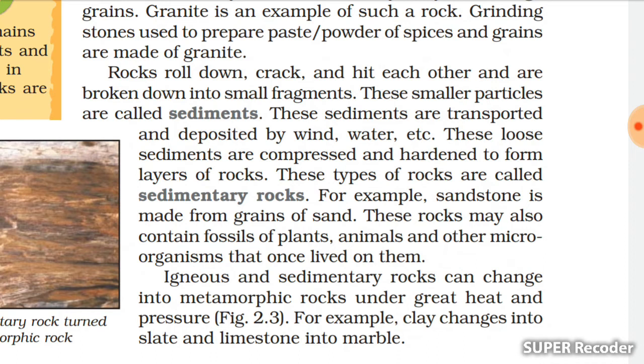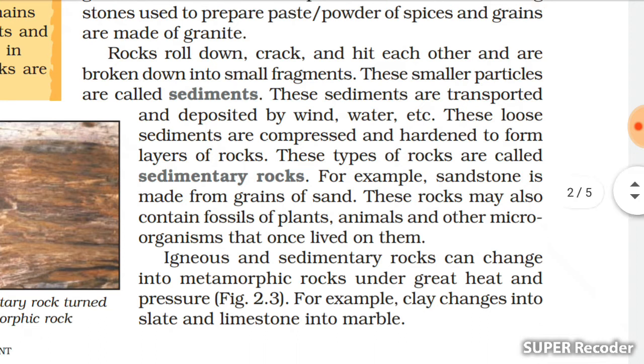These loose sediments are compressed and hardened to form layers of rock. These types of rocks are called sedimentary rocks. Example, do you know what is the example? Can you say? Okay, I will tell you. Sandstone is made from grains of sand. These rocks may also contain fossils of plants, animals and other microorganisms that once lived on them.